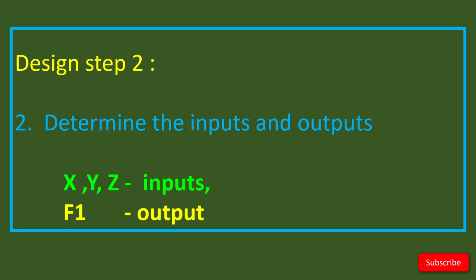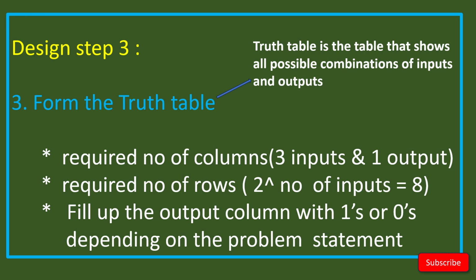Now we go to design step 2. It is to determine the inputs and outputs. So we determine X, Y, Z as inputs and F1 as output. Then design step 3. It is to form the truth table. We should know the required number of columns and the required number of rows. So we have 3 inputs and 1 output as the columns. So we need 4 columns, and the number of rows is equal to 8, that is 2 power the number of inputs. We have 3 inputs, so it is 8.